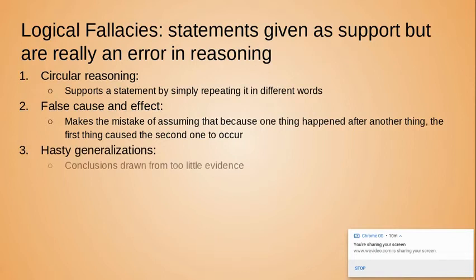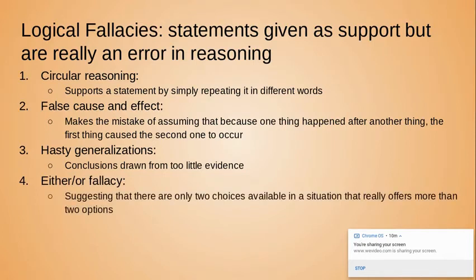Also, hasty generalizations. Don't fall into this trap. This is where you draw conclusions from little to no evidence. So when you just say something is because it is, that's not okay. You have the either or fallacy that you want to stay away from also. This is when you are suggesting that there are only two choices, when really there's always more than two choices. And so when you're only saying you have this choice or this choice, you're doing the either or fallacy, and that is not a good argument.